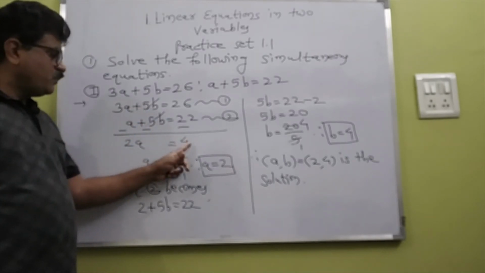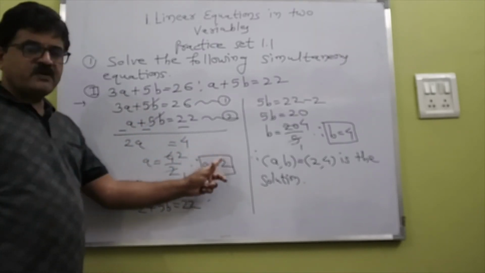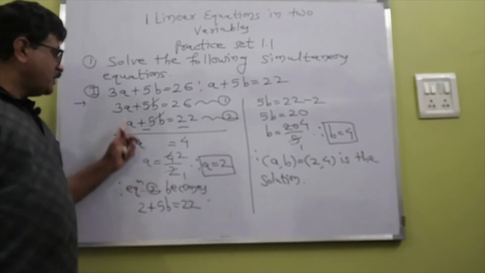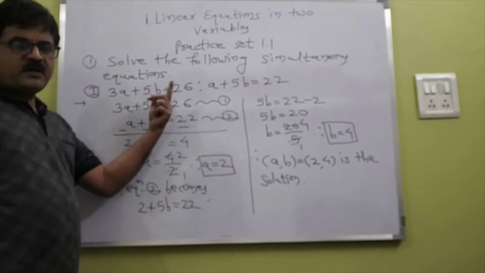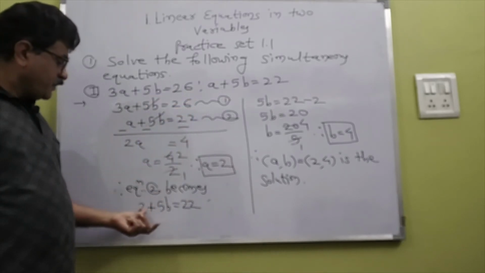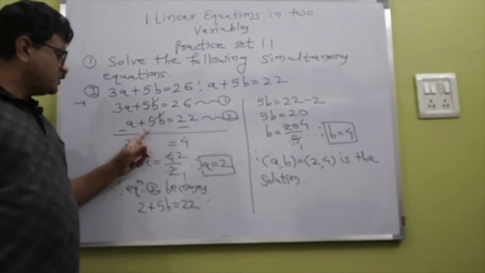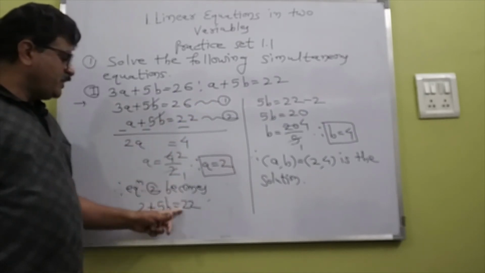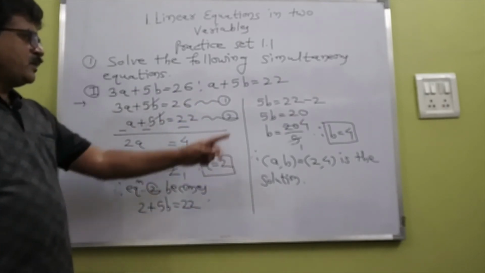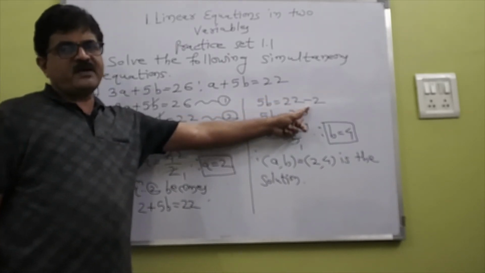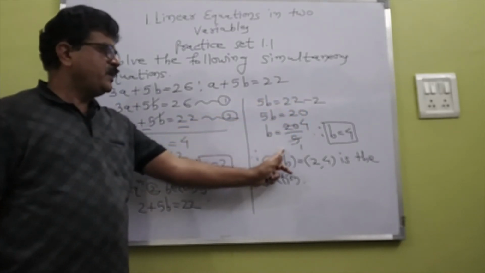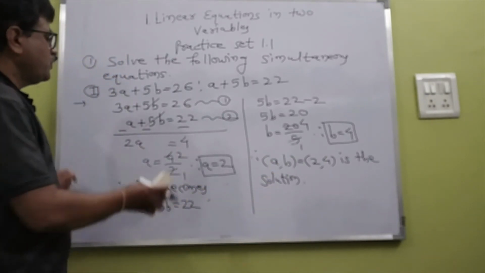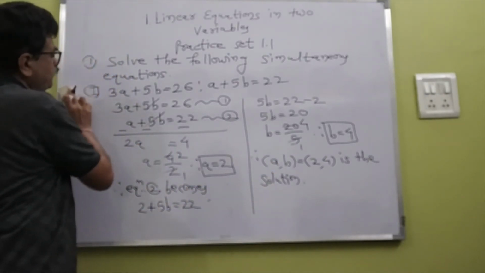2a is equal to 4, therefore a is equal to 2. Now put this value of a in equation 2 or equation 1. Therefore equation 2 becomes, 2 plus 5b is equal to 22. Therefore 5b is equal to 22 minus 2. Therefore b is equal to 4. Therefore (a, b) is equal to (2, 4) is our solution.